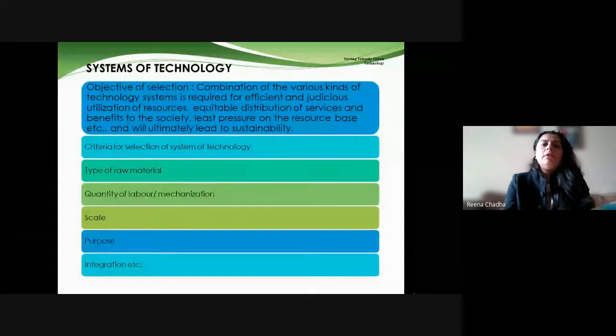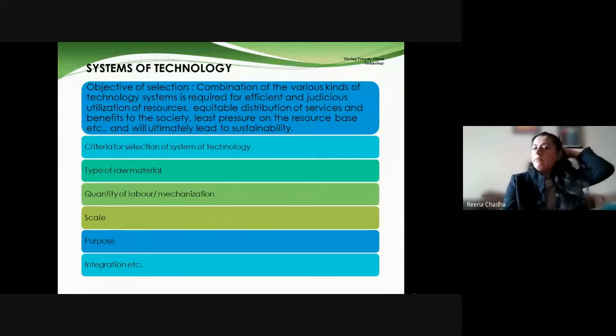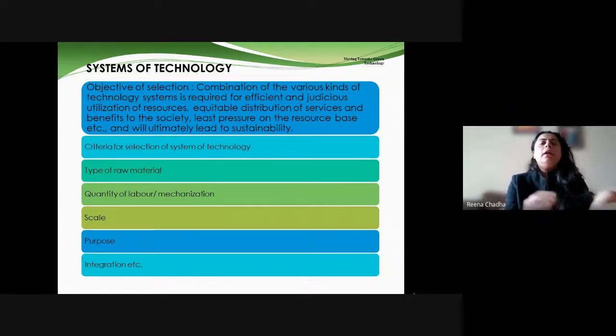So we have a system of technology, and what is the objective of selection? When we go for selection of a system of technology, there are different kinds of systems. For example, centralized versus decentralized system of technology. So when I select either of them, what should be my objective? My objective should be to combine all the various kinds of technology systems to ensure maximum efficient and judicious utilization of resources.